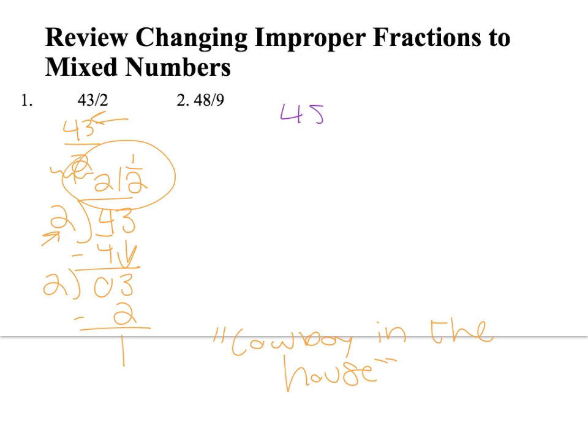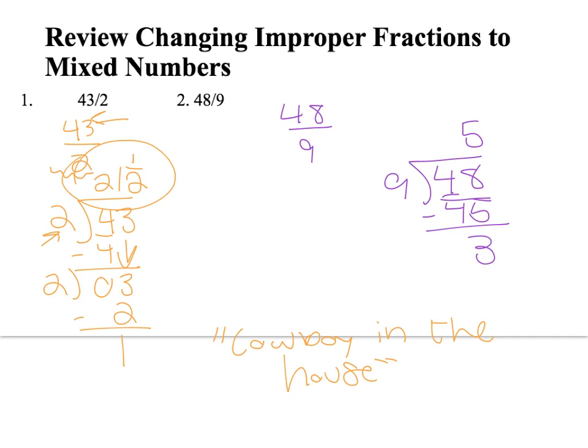We have 48 ninths. We would put the cowboy in the house, 48 being our cowboy, leave his horse outside. 9 does not fit into 4, so 9 into 48 fits in 5 times without going over. 5 times 9 is 45. Subtract, we get 3. We have no other digits to bring down, so 3 will become our numerator and 9 our denominator. We are not finished yet. We know that 3 and 9 have a common factor of 3, so we divide by 3. And our simplified mixed number is 5 and 1/3.